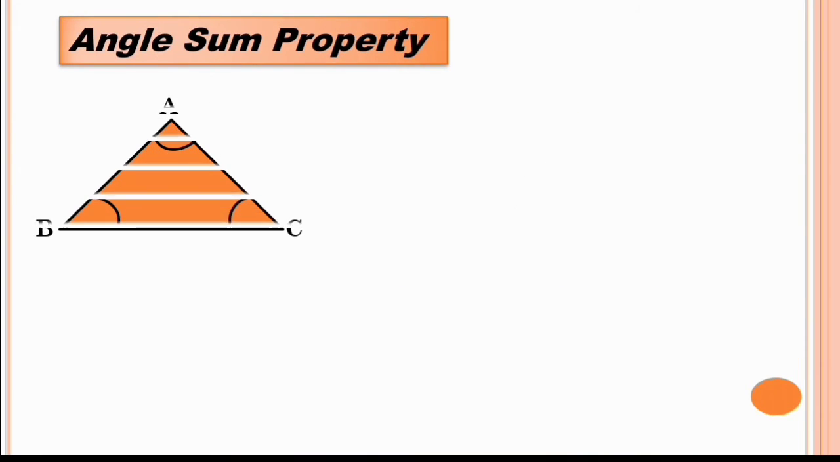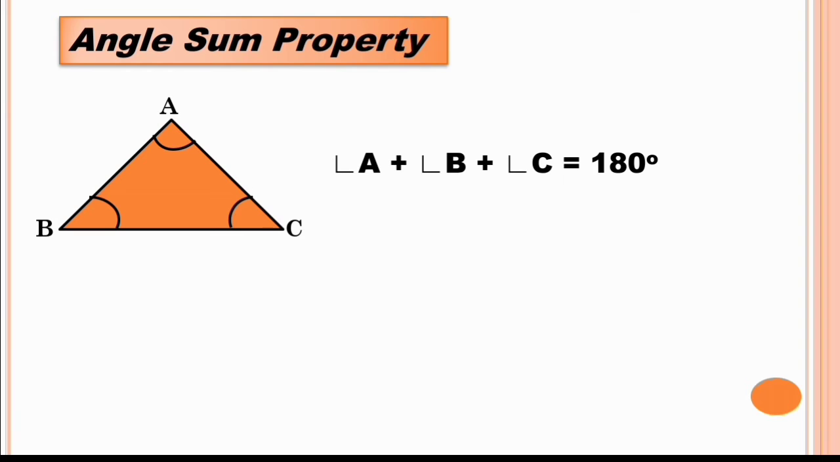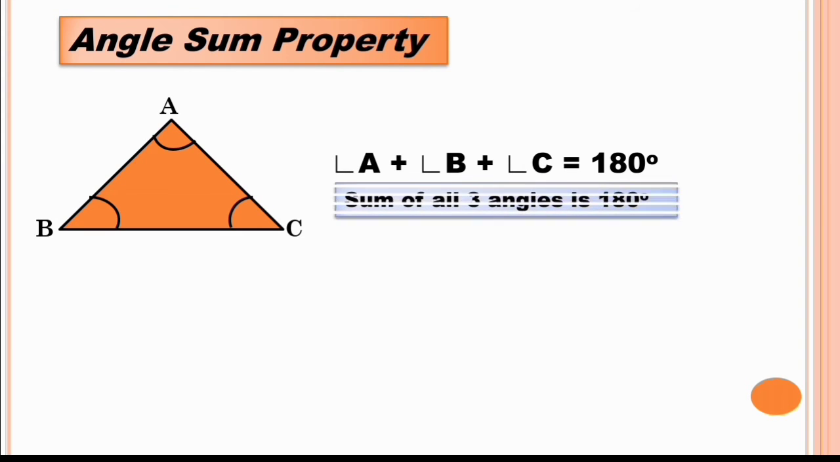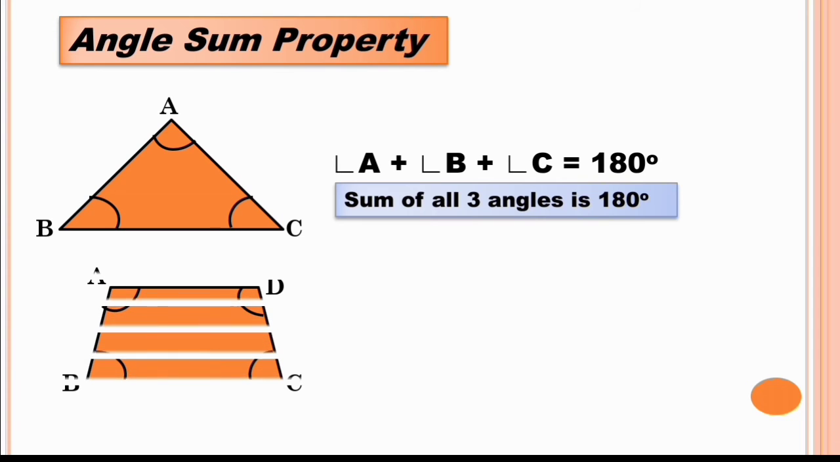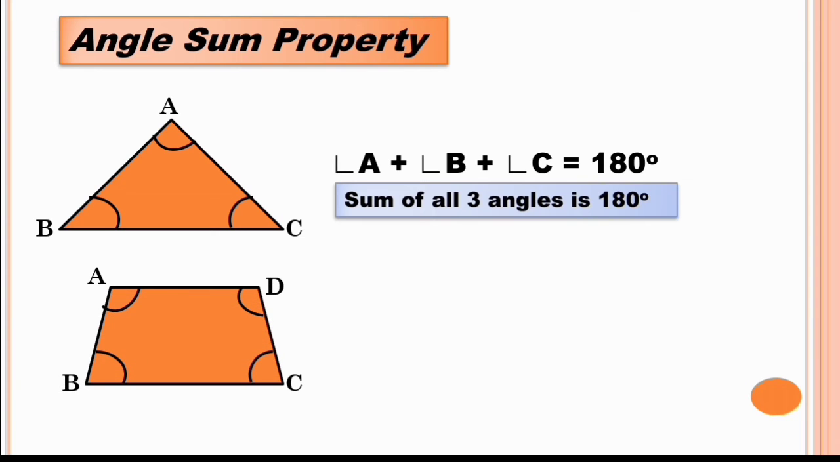Let's see the angle sum property. As we know, students, in a triangle the sum of all angles is equal to 180 degrees. Now with the help of this we can easily find the sum of all angles of a quadrilateral also.